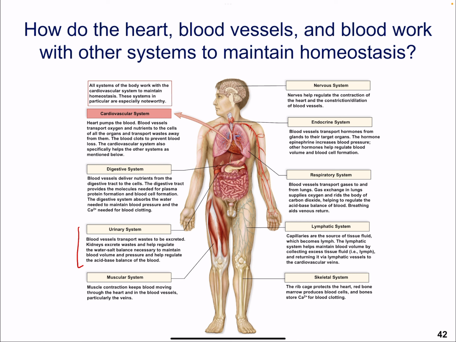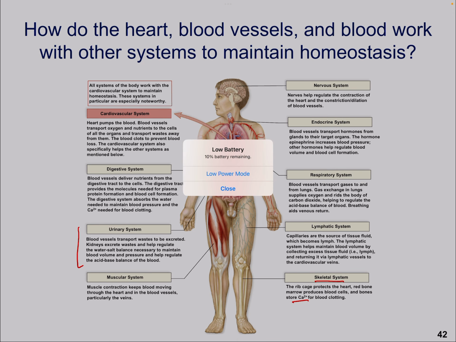You can do the same thing for instance, the skeletal system with the storage of calcium ions, right? The production of blood cells, including red blood cells and white blood cells, because you know the skeletal system, it's where the red bone marrow is going to be located, right?